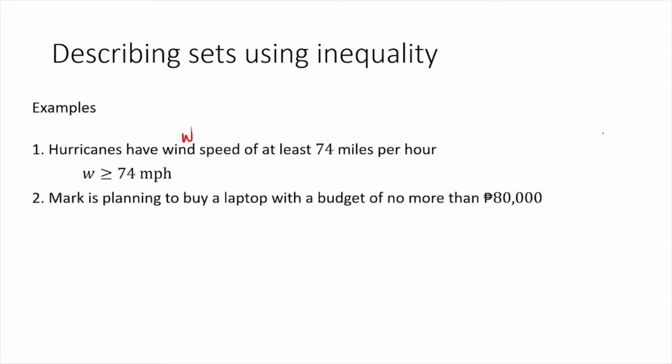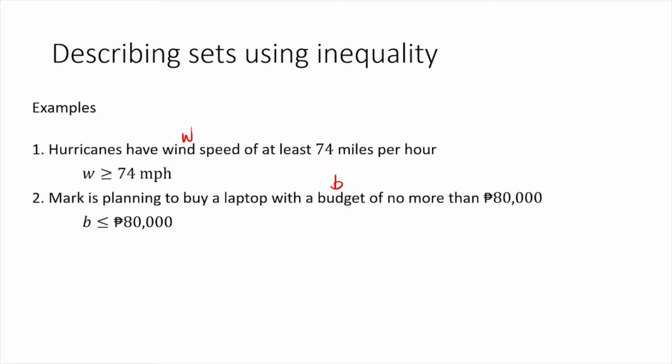Now let's say Mark is planning to buy a laptop with a budget of no more than 80,000 pesos. Let's say the budget is denoted as B, okay? And in this case, his budget has a maximum value of 80,000 pesos. Therefore, he can buy any laptop priced at 80,000 pesos and below. Okay, so we say B is less than or equal to 80,000 pesos.